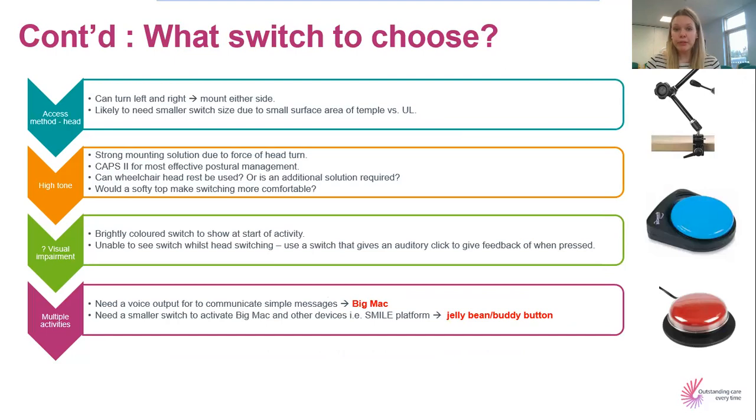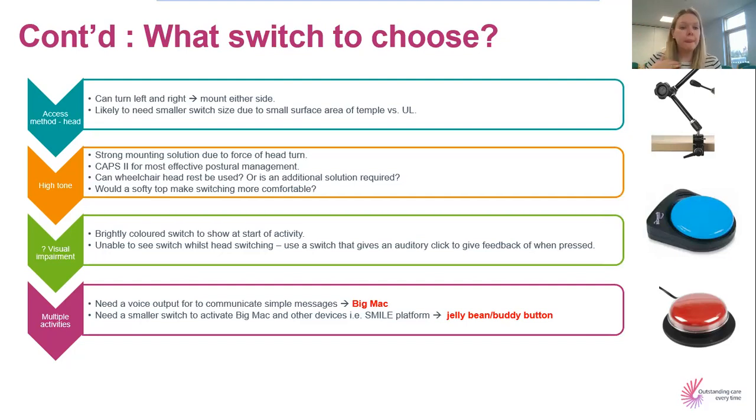They were sat in their wheelchair. We looked at, could we use their wheelchair headrest to put the switches on, or do we need something extra? Would having a softy top, the foam bit, make their switching more comfortable? We wanted a brightly coloured switch at the start of the activity to show them, to support any visual needs. And because they couldn't see the switch whilst they're head switching, we actually thought, no, we do want a switch that makes a click so that we know that they've pressed it. So we didn't use a softy top.